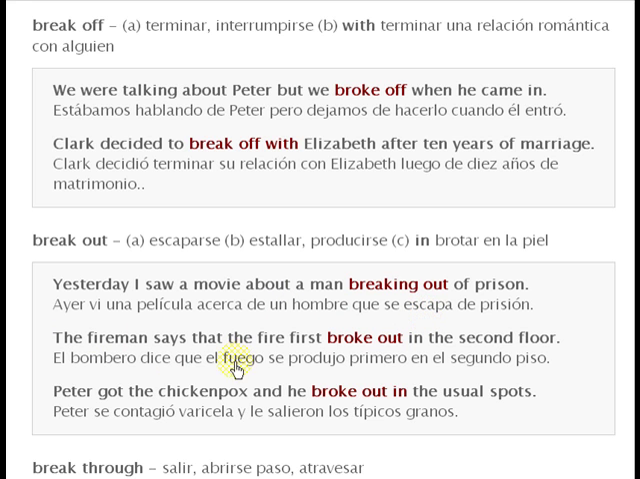The fireman says that the fire first broke out on the second floor, and here they're saying it was produced or happened on the second floor. Peter got the chicken pox and he broke out in the usual spots. Break out, you can see that se llenaron de granos. That's interesting. But anyhow, that's the Spanish for that.